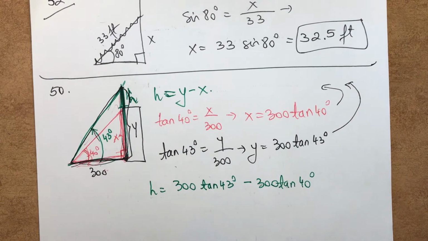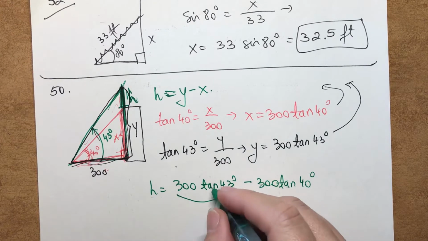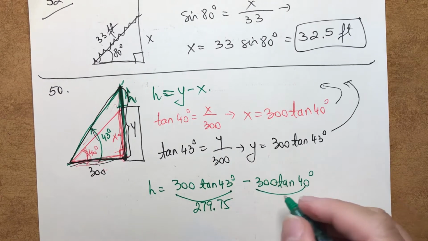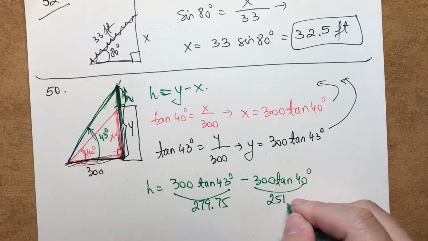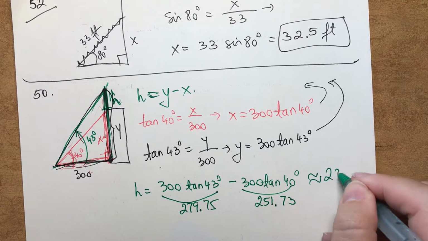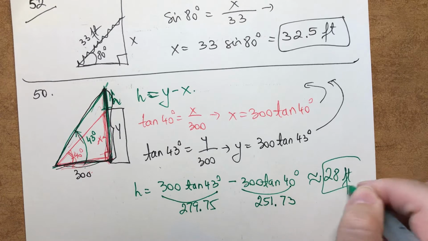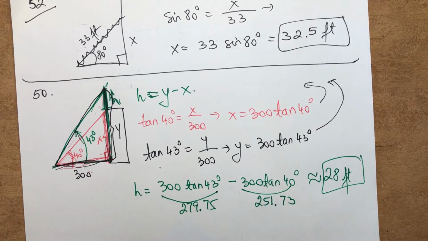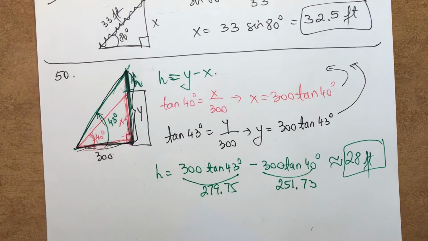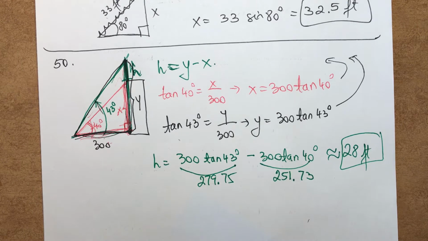which again, you can put the whole thing in your calculator at once. This, by the way, I have it at about 279.75, and this I have it at about 251.73. So when you minus them, that's about 28 feet. And again, 0.02, that's fine. Or you can put the whole thing in your calculator, type it all, press enter once, and you got even a more accurate answer. Okay.